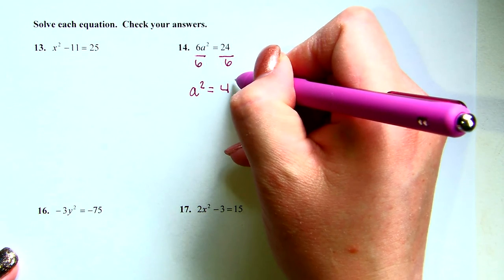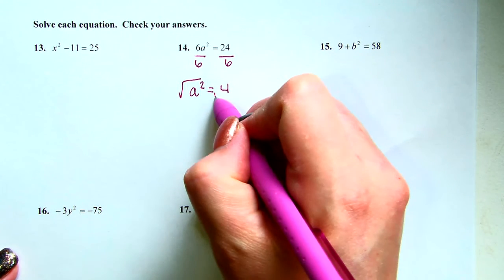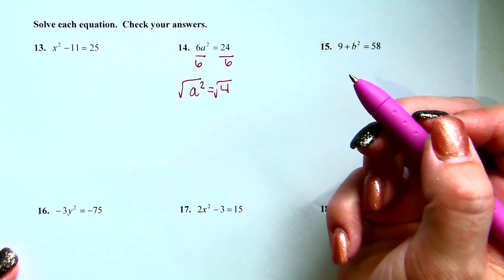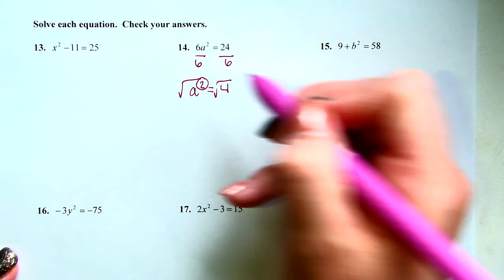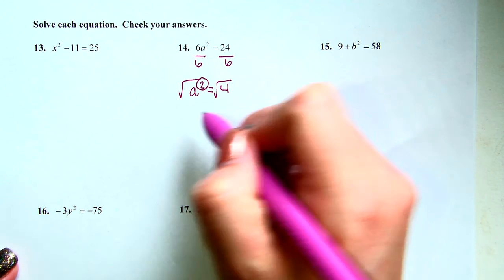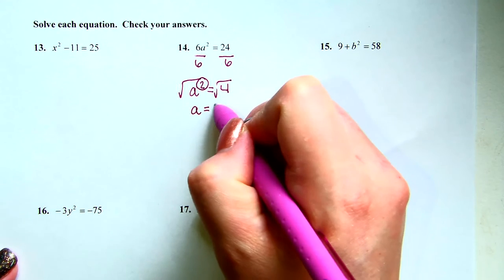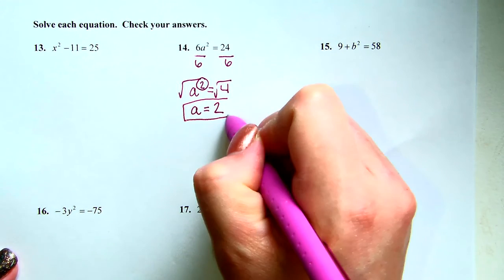Now, I'm going to be able to use the square root in order to get rid of the squared here. Now, the square root of a squared is a, and the square root of 4, that is 2. So my answer is a equals 2.